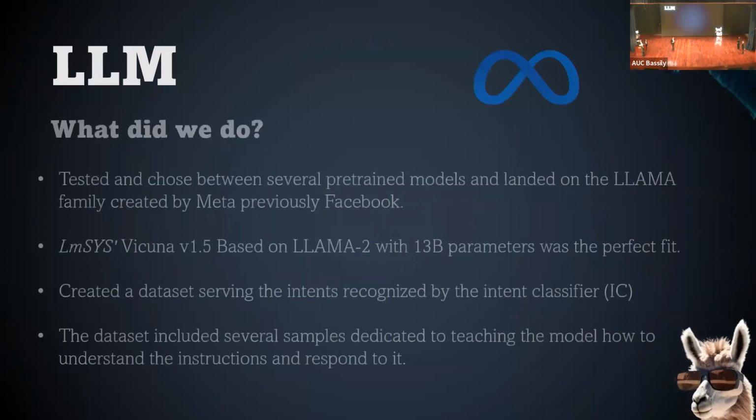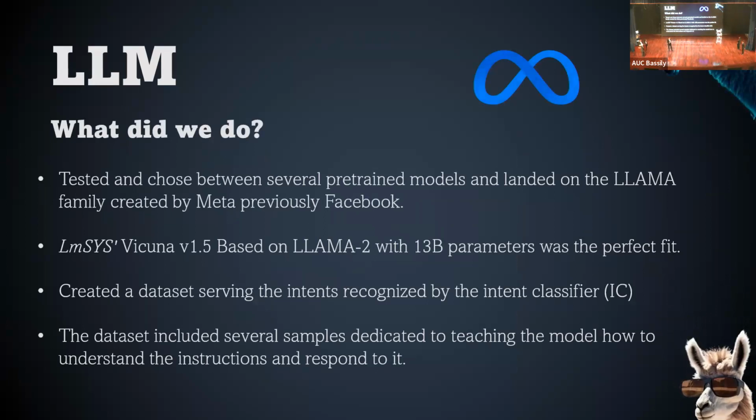Okay, so how did we actually do that? We tested and chose between several pre-trained models and were able to land on the Llama family created by Meta, previously known as Facebook. And we found LMSys, another organization interested in AI with large language models, created Vicuna. Vicuna, if you don't know, is also part of the Llama family. It's based on Llama 2. It's a 13 billion parameter model and was a perfect fit for our use case from the get-go.